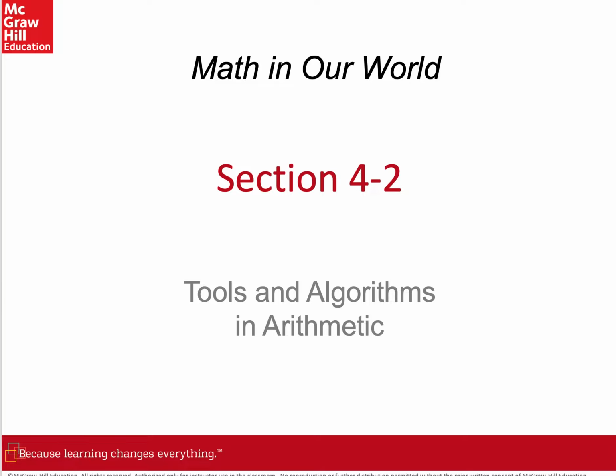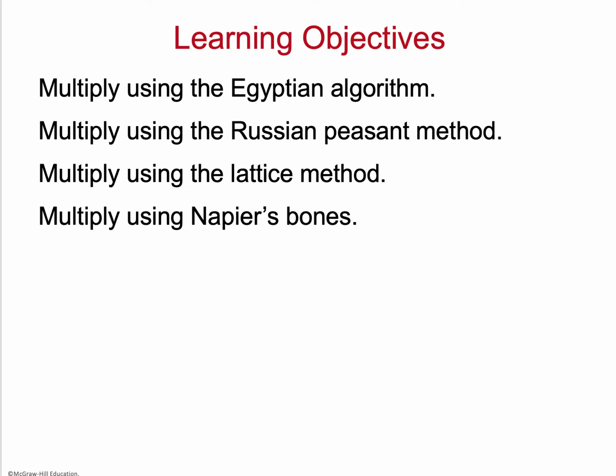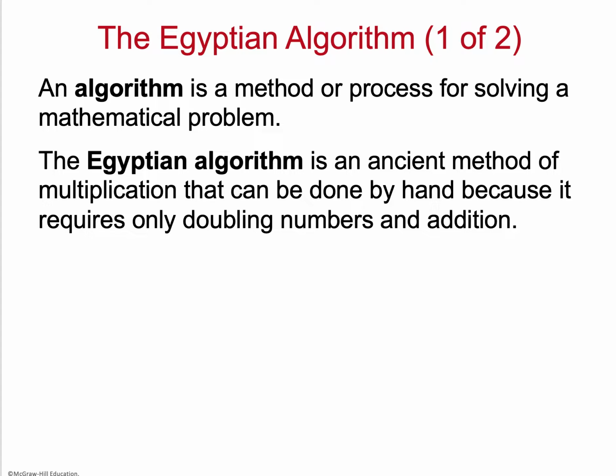So now we're going to dive into section 4.2, which is going to be tools and algorithms with arithmetic. So we're going to do some practice with an Egyptian algorithm, a Russian method. We're going to look at the lattice method, which is more commonly used in our elementary schools. And then we're going to look at multiplication using Napier's bones. So an algorithm is really just a method or a process for solving a mathematical problem.